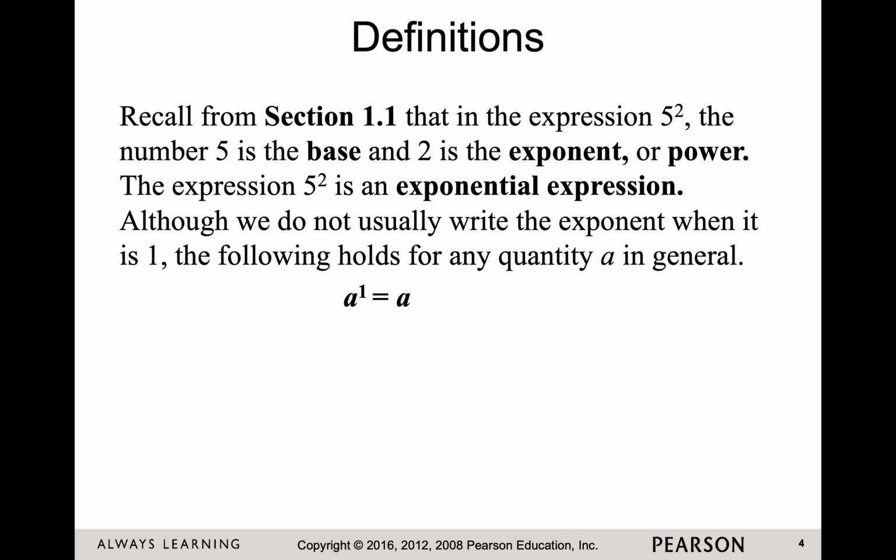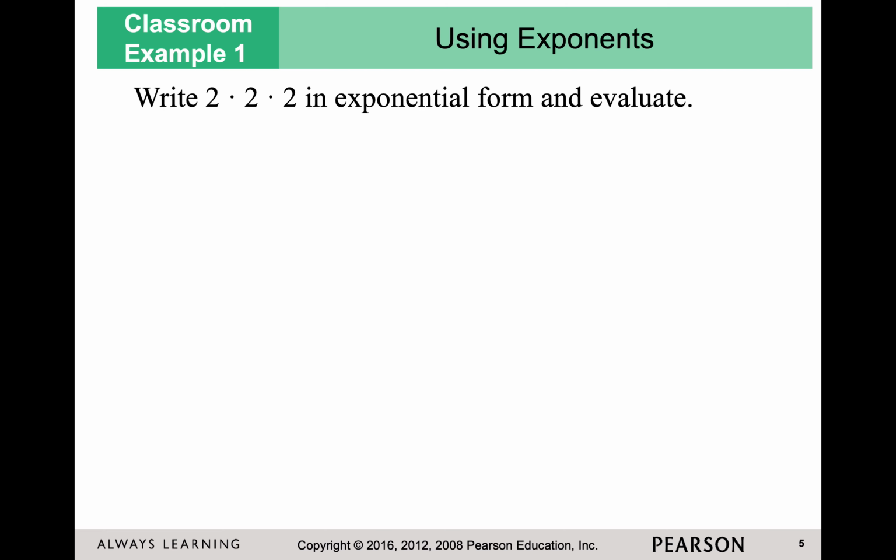Recalling what we've previously learned, if I have 5 squared, it's 5 times 5. 5 would be considered the base, 2 would be the exponent, or we could also call it a power. It's called an exponential expression because it has an exponent. And just like when we have x, we don't write 1x, if something has an exponent of 1, we don't typically write it.